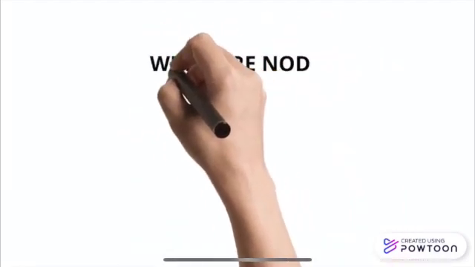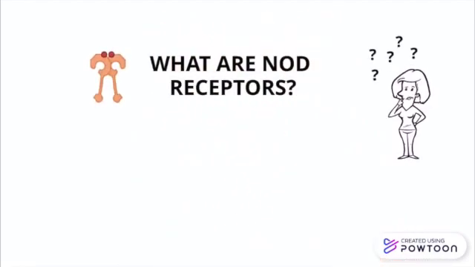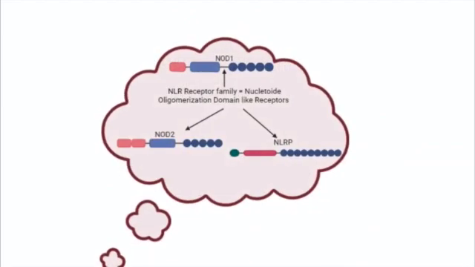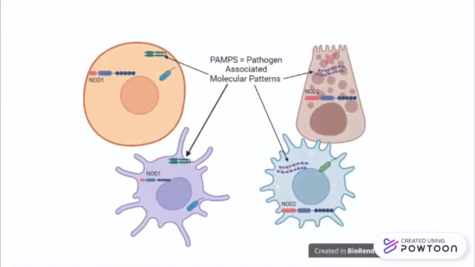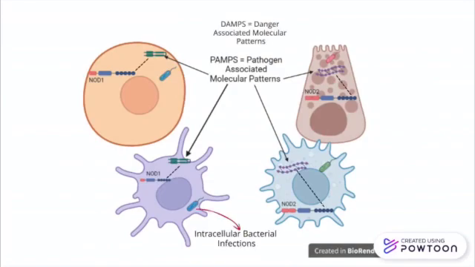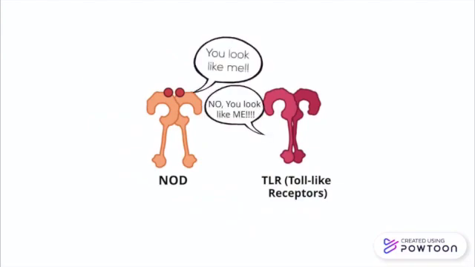Let's get into NOD receptors because they play a significant role in the host innate immune system. NOD receptors are part of the nucleotide oligomerization domain-like receptors. These intracellular receptors detect PAMPs as well as DAMPs, specifically for intracellular bacterial infections. NOD receptors are similar in structure to TLRs.